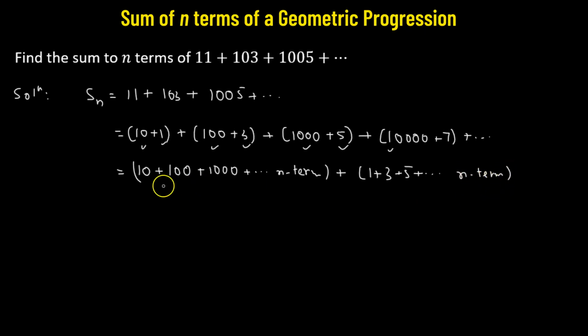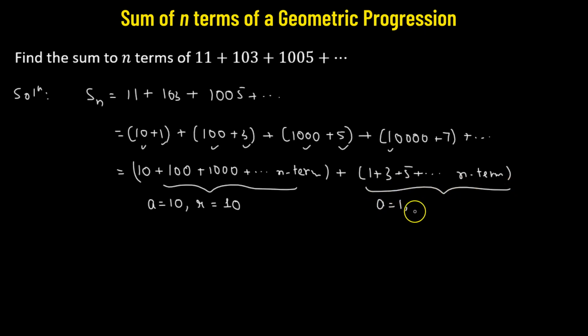Now, the first sum is a geometric progression. That's because if we consider our first term to be 10, then our common ratio will be 100 divided by 10, so that's going to be 10. And the second one is going to be an arithmetic series. Here, the first term is 1, and the common difference d will be equal to 3 minus 1, so that's 2.